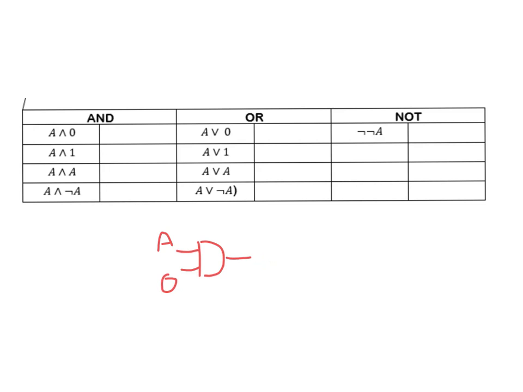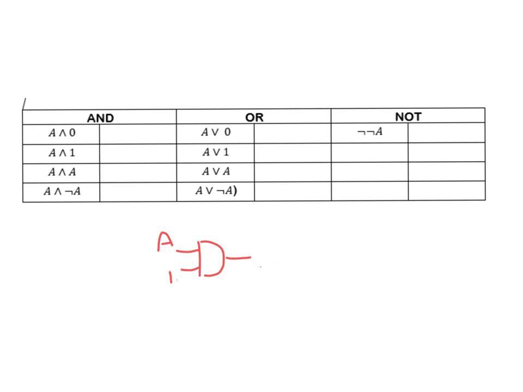Next, what would happen if I changed the 0 to a 1? What would happen if there was a 1 going in there and A was connected to it? Well, the answer would be whatever A is, because if A is a 0, the output will be 0. If A is 1, then the output will be 1. So if it's A and 1 as the inputs to an AND gate, the output will always be exactly the same as A is.